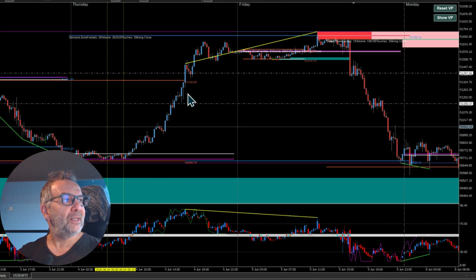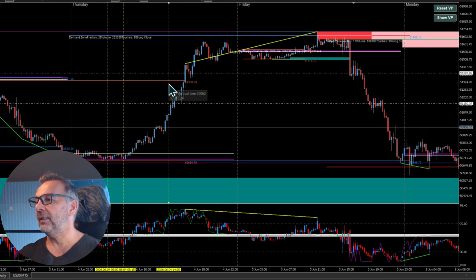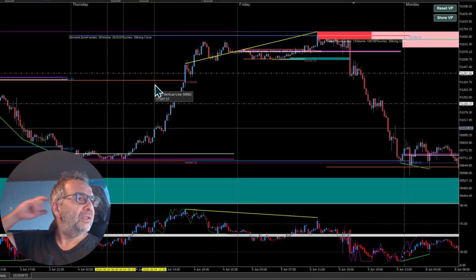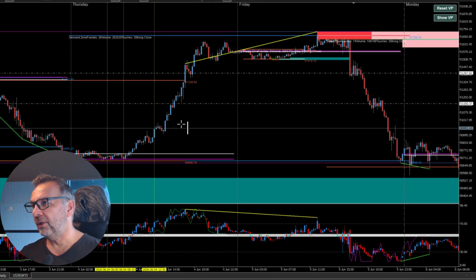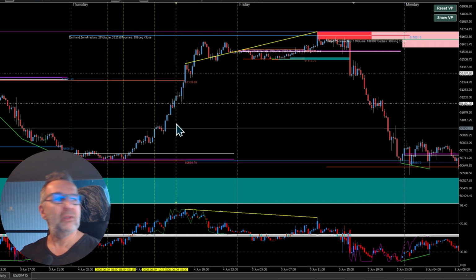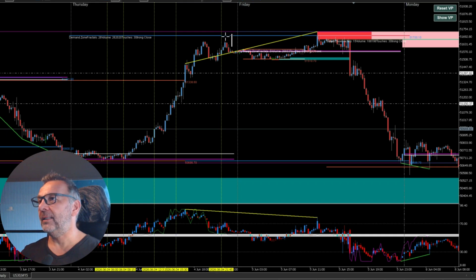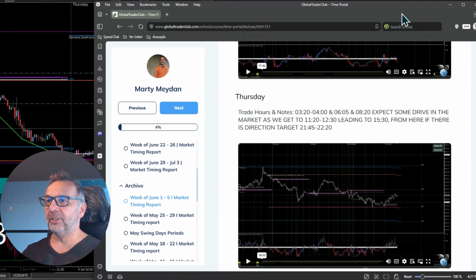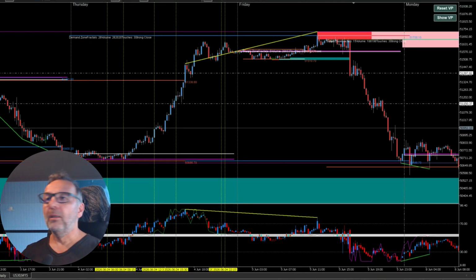I did say expect some drive in the market as we get to 11:20 to 12:30. That's your 12:30. And leading to 3:30. Let's see where 3:30 is. Leading to 3:30, from there, if there is direction, target 9:45 to 10:20. This is 9:45 to 10:20, right there. So that's Thursday. Just like I said, you can get a screenshot and just test how things are going. And that's that.